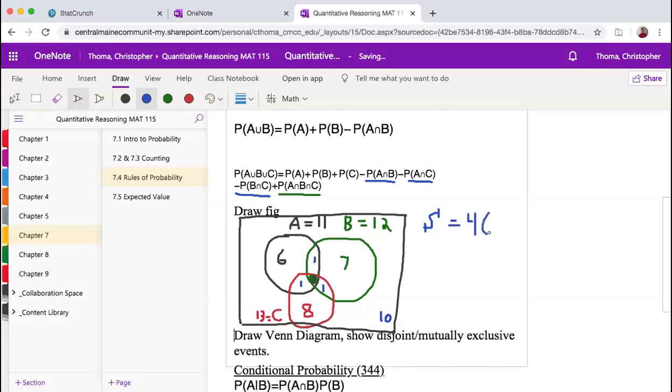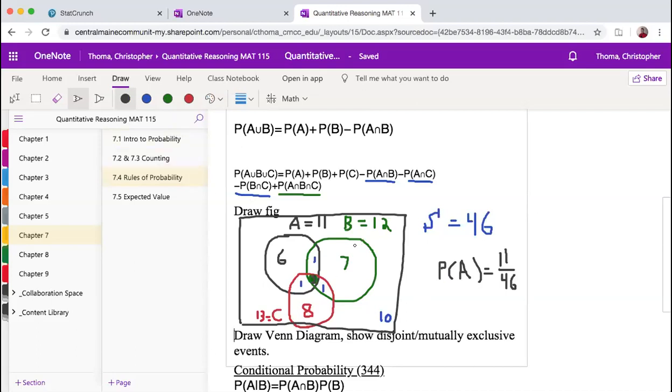And this is kind of how your Venn diagrams were in project 1. There were no probabilities. Everything was just the total, right? So now if I ask you to find the probability of A, well, that equals 11 over 46. We're good so far?